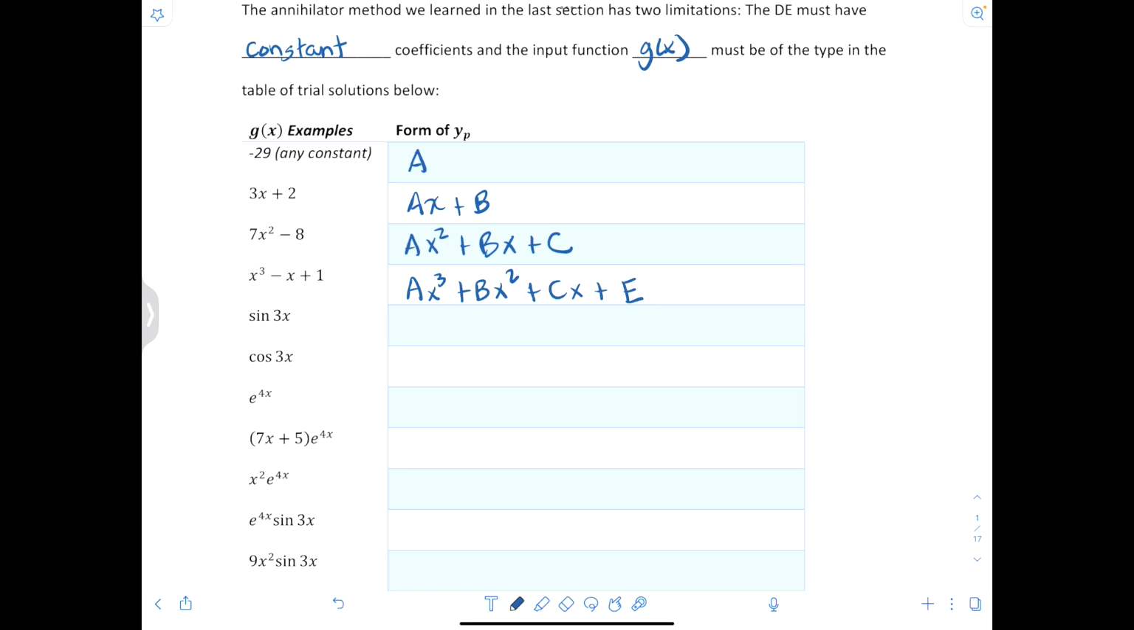If you had a format of sine at 3x, you'd have some a cosine at 3x plus b sine at 3x. And if you had cosine at 3x, you'd actually have the same thing: a times cosine at 3x plus some b times sine at 3x.